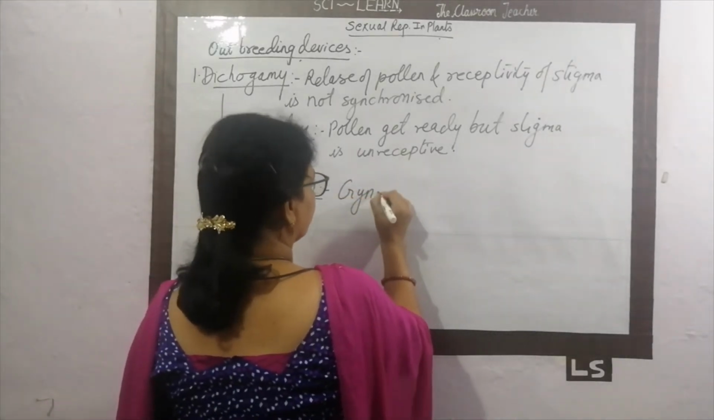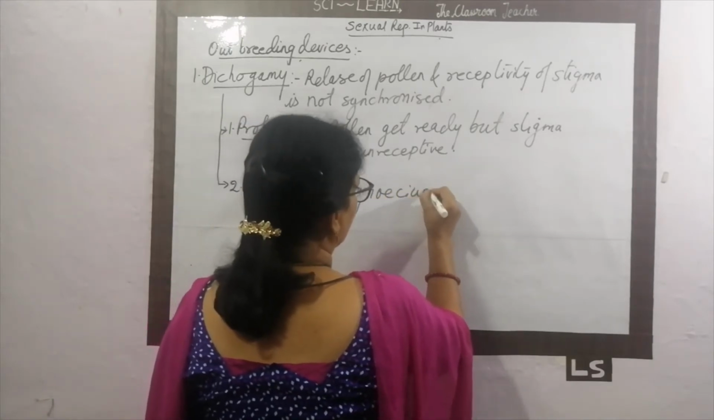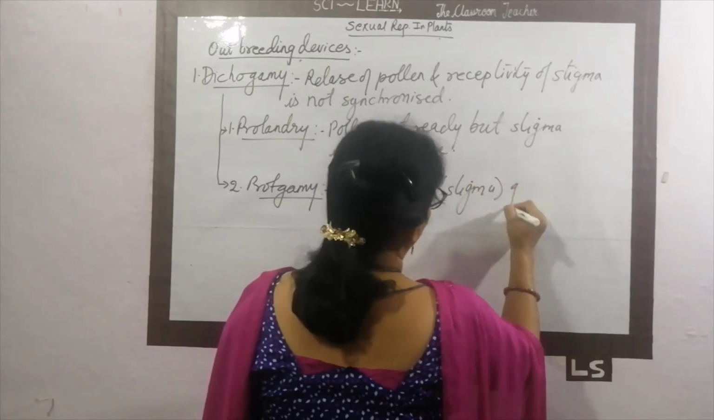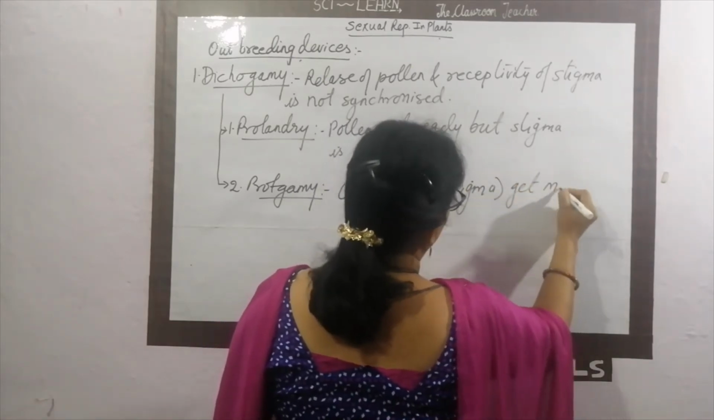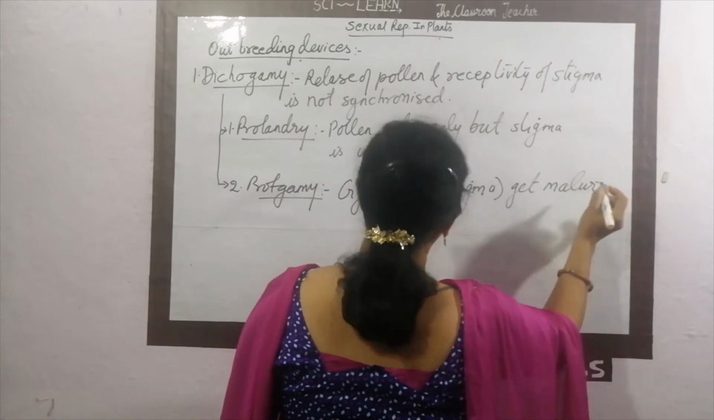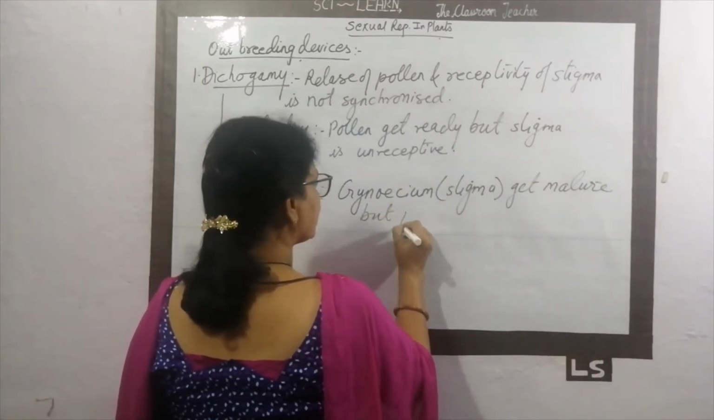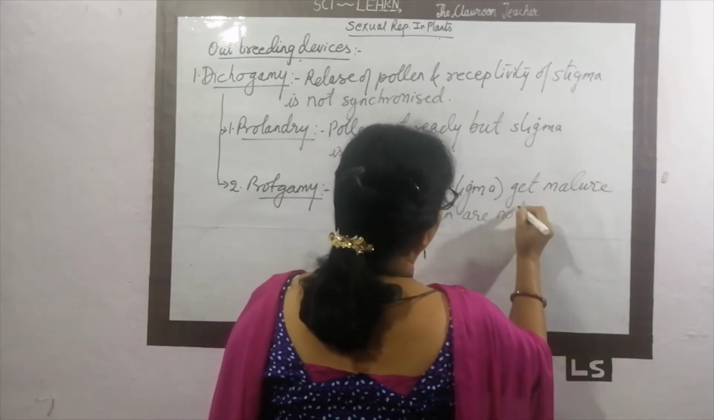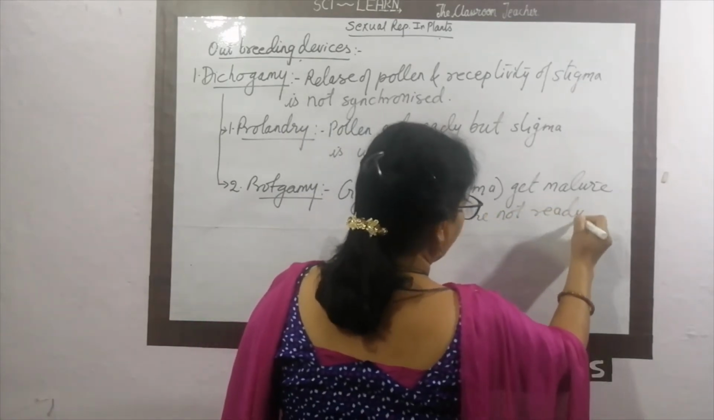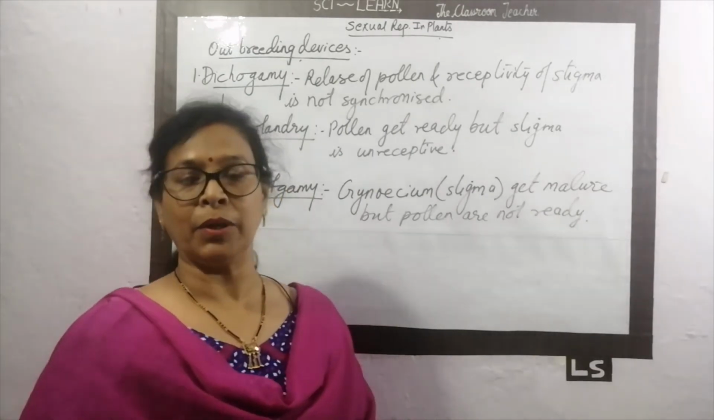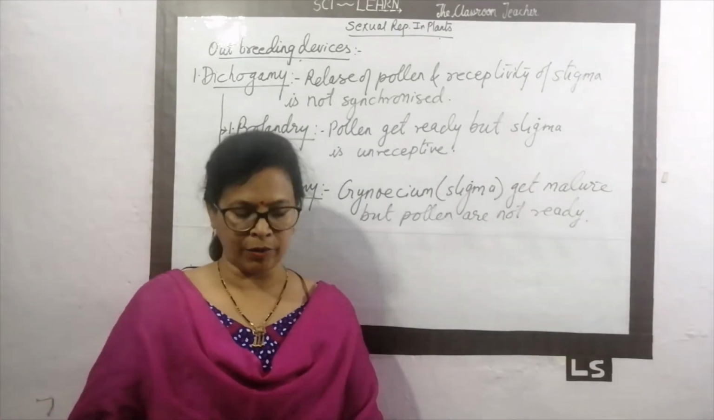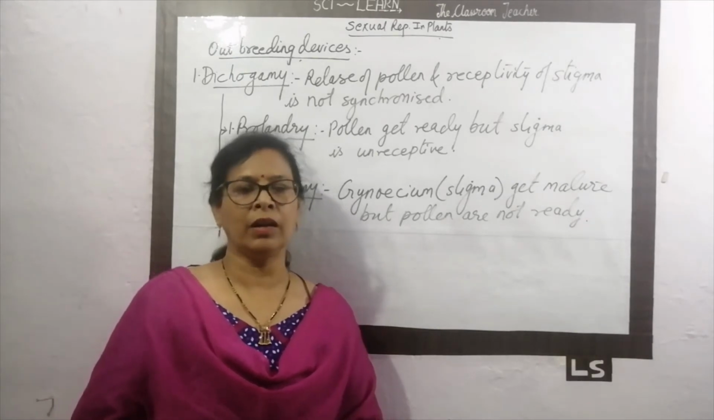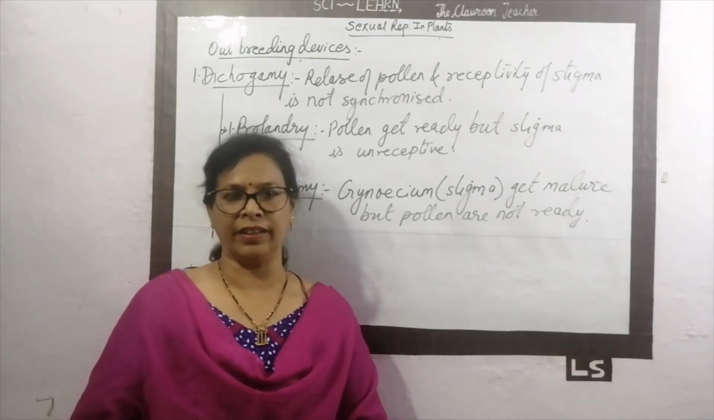The gynoecium or stigma gets mature, but pollens are not ready. Anyhow, the synchronization between the male and female part of the flower does not occur. So this is one way of the outbreeding device generated in the plant.